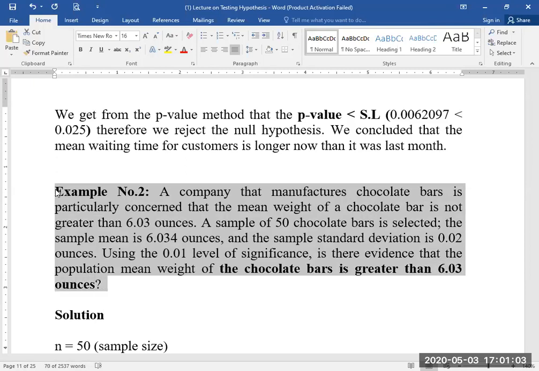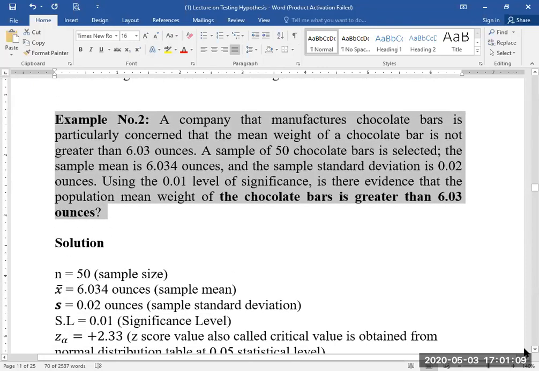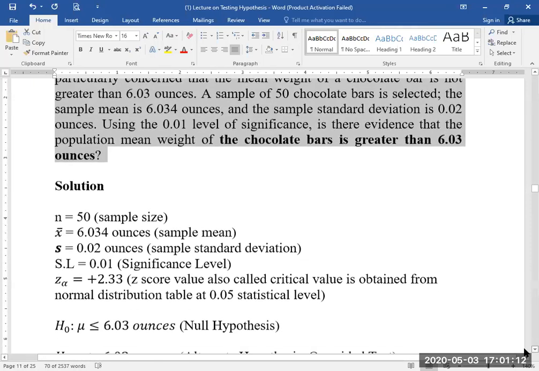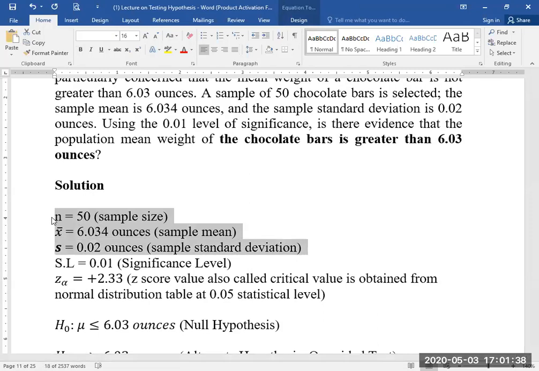6.03 ounces? Student, they are saying that the previous value was 6.03, and now the value has changed to greater than 6.03. So the claim of the manager is, the weight of the chocolate bars has increased, or is greater than 6.03. Now students, n was 50 and x bar 6.034 ounces. Standard deviation of the population was not given. So 0.02 is the sample standard deviation.